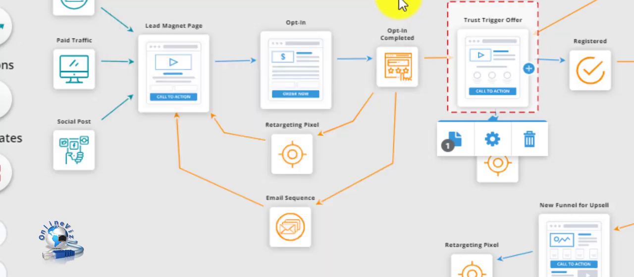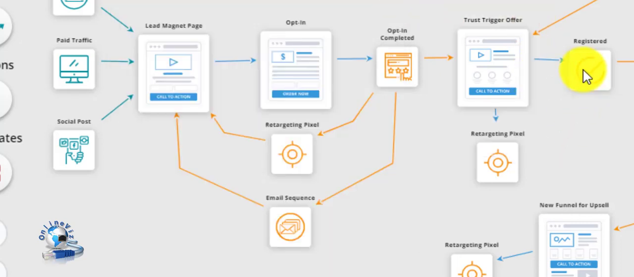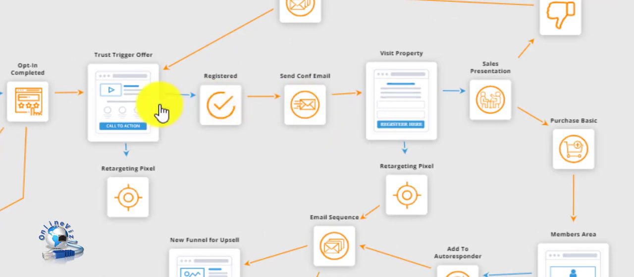After you've got that relationship, now they've registered, you have their information, and you can start retargeting them because you know that they're very interested in what's going on. So they're going to get the trust trigger, they're going to be registered, you're going to send them a confirmation, they're going to come and visit the property.